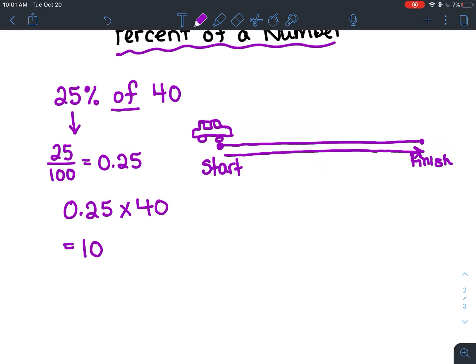So actually, let's make this more like a number line. Here, you're starting at 0 and you're driving 40 kilometers total. Let's say you just got halfway and then you ran out of gas. If you got halfway to the finish line, how many kilometers did you go? Halfway, you only went 20 kilometers.